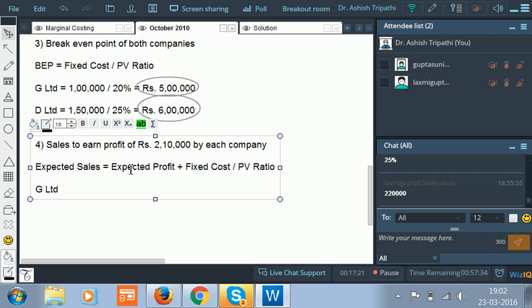Now let us calculate for the G Limited first. G Limited, come on, expected profit will be same for both the companies. So we will take 2,10,000 plus fixed cost of G Limited.